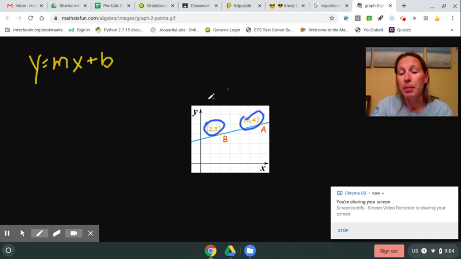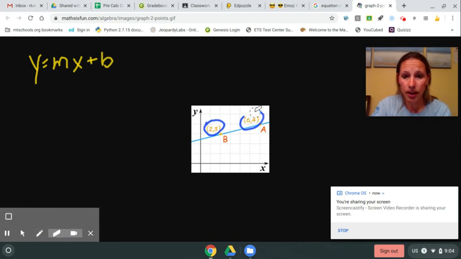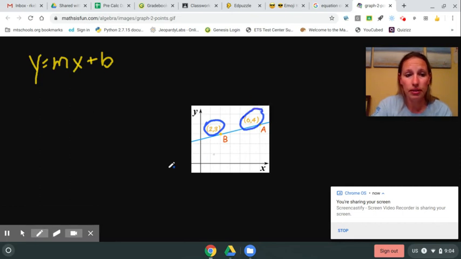So this goes back to the very beginning of linear functions. We're going to find the slope between these 2 points. So we have to find the slope first before we can do anything else. Okay, so there's our 2 points. Our slope formula is m equals y2 minus y1 over x2 minus x1.